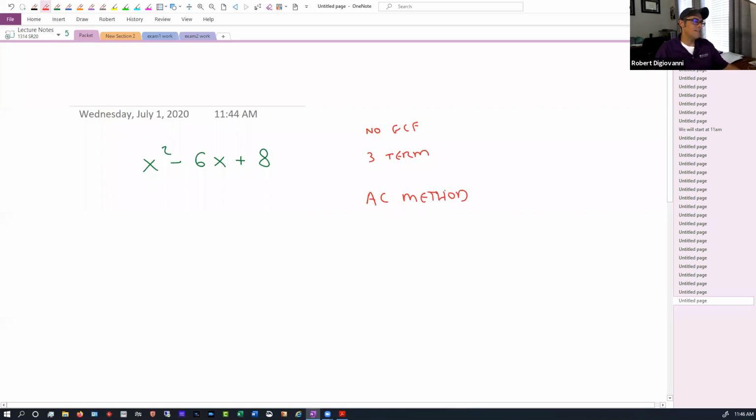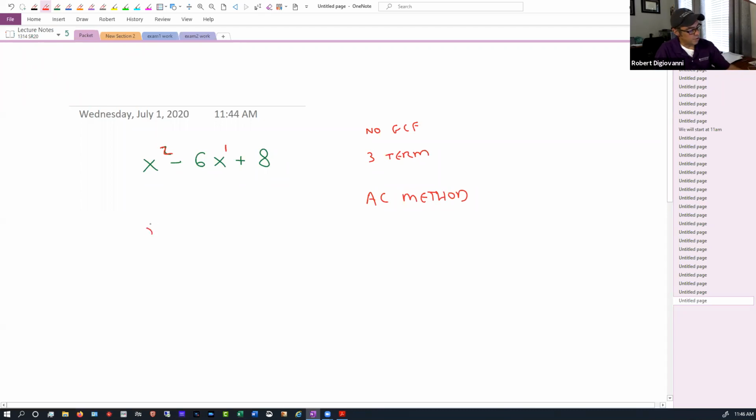Okay, and let's not worry about where the name comes from, AC method. I can explain that later. What you're going to do is first look at your 3 terms and make sure that they are in what we call descending order, which means you have your x squared term first. That's the highest power of x. Then you have x, and then you have 8.